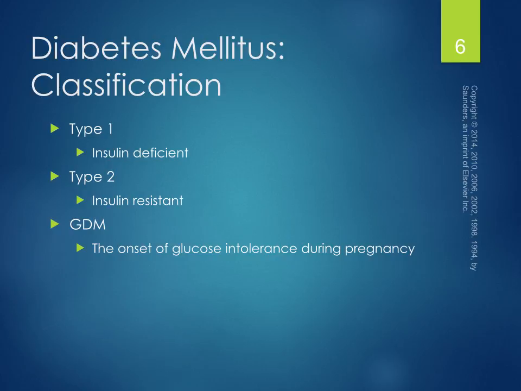Classifications of diabetes mellitus include type 1, insulin deficient. Type 2 is that insulin resistance, the most common type. GDM is the onset of glucose intolerance during the pregnancy, so very specific to the pregnancy itself, and this is usually a precursor to a patient's likelihood for developing that type 2 insulin resistance diabetes later on in life.